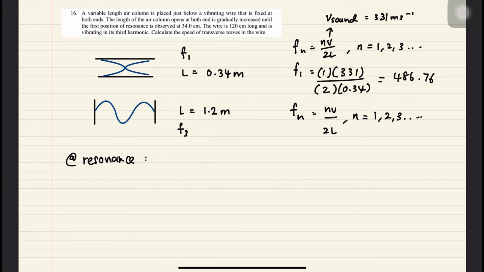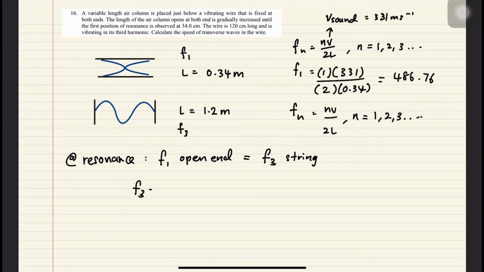It says that the frequency at resonance means F1 for the open end is equal to the F3 of the string. Okay, so that means at resonance the frequency is the same.